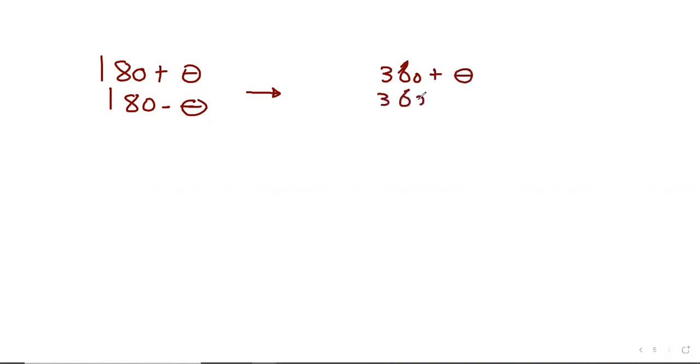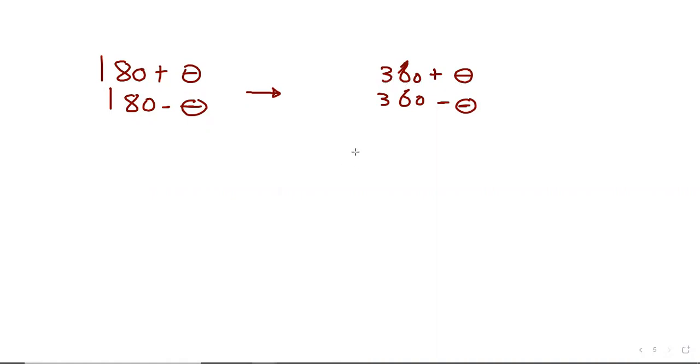We express any angle as 180 plus theta or 180 minus theta. When expressing any angle this way, we get related angles. What about 360? We can also express any angle as 360 plus theta or 360 minus theta. We will get two related angles, or two similar angles, okay?